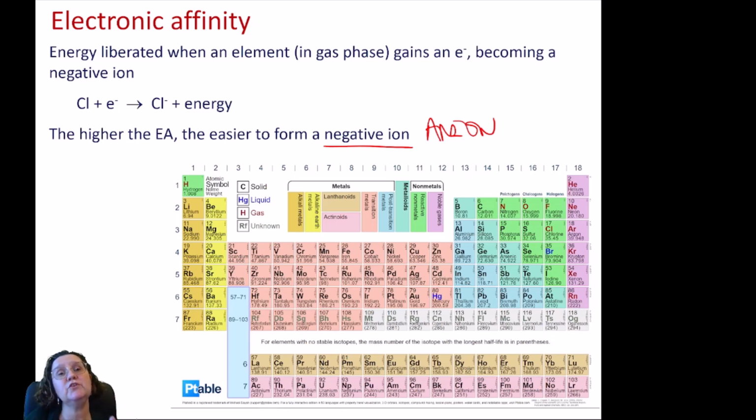So again, I'm going to ask you to stop the video and have a think. What will liberate more energy: if your element is small, or if your element is very large? Stop the video now, please.